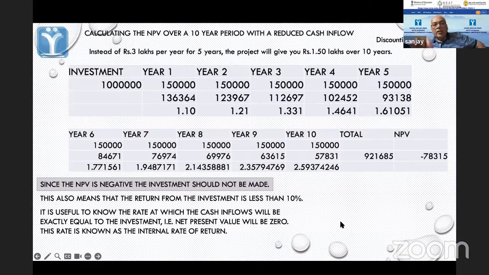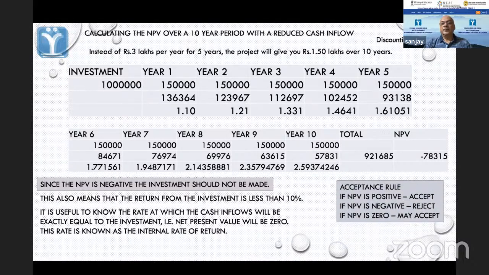So once we do this exercise, we begin to realize that this will be of assistance to us in deciding whether to make this investment or not. This is the basic idea behind this particular calculation.